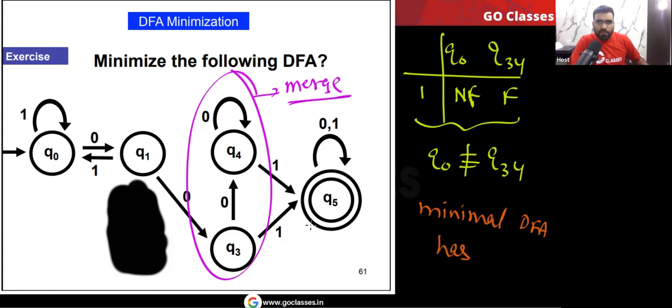Minimal DFA has 1, 2, 3, 4 states. There are 4 states in the minimal DFA. Okay, very simple. Now let's move on.